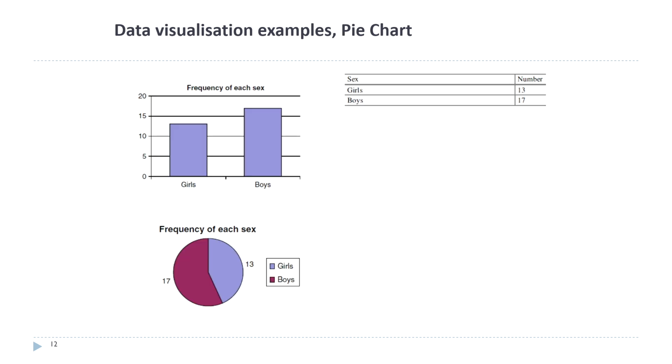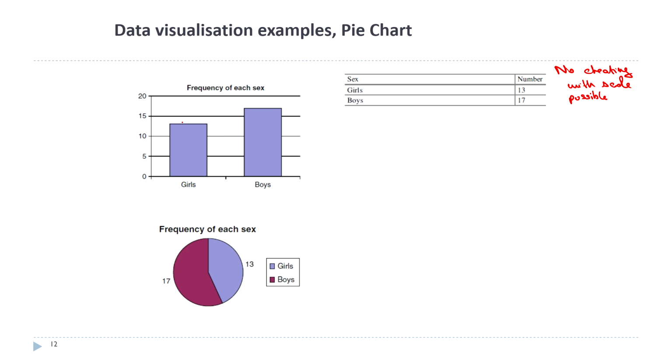Next comes the pie chart. Pie chart is a very important chart. There is no axis, no cheating with scales is possible here. So, in the pie chart here you can only see the girls and boys, number of girls and number of boys.